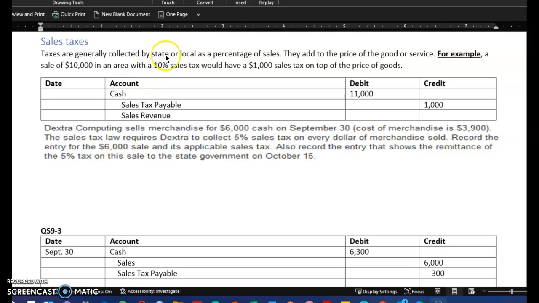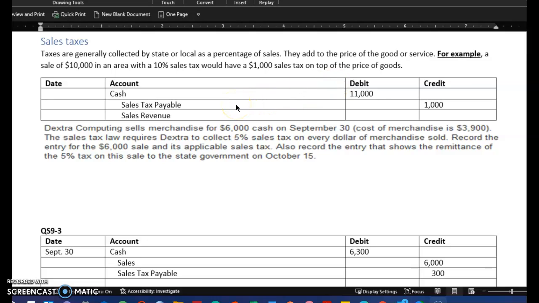Taxes are generally collected by a state or a local government or agency as a percentage of sales. They add to the price of the good or service. For example, selling $10,000 in an area with a sales tax of 10% would have a $1,000 sales tax on top of the price of goods.